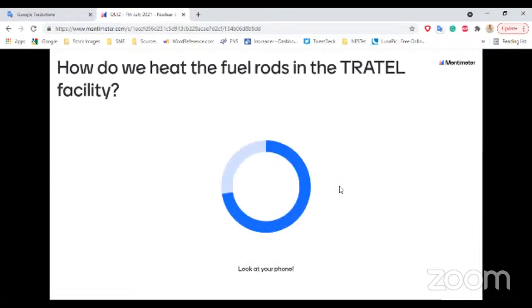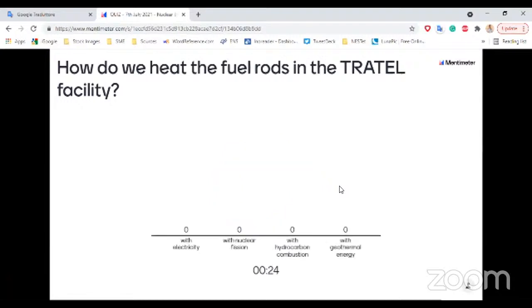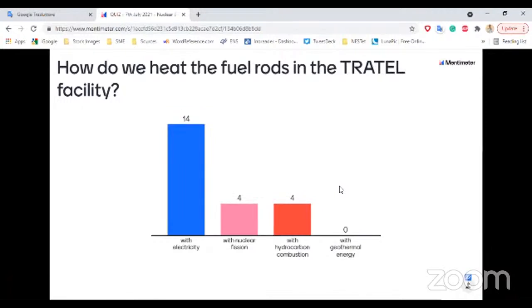Question number 19. How do we heat the fuel rods in the TRACKLE facility, as we saw in the video? With electricity, with nuclear fission, with hydrocarbon combustion, or with geothermal energy? In the video of Gergely Oros, the TRACKLE exercise. Everyone has voted. And yes, the correct answer is the first one, with electricity. Last question.